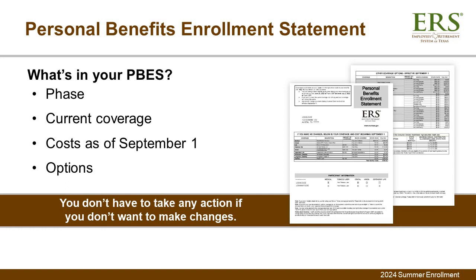If you don't need to add dependents or make changes to the current coverage shown on the front of your PBES, you don't need to do anything. Your coverage remains the same. Be sure to take a look at your total monthly cost effective September the 1st. Any changes to premiums that are effective on September 1st will come out of your October paycheck because state employees are paid in arrears.